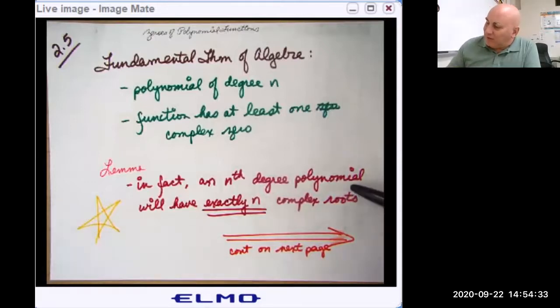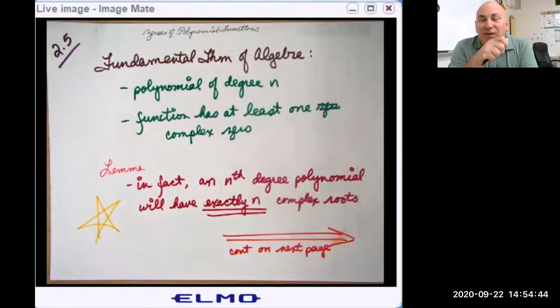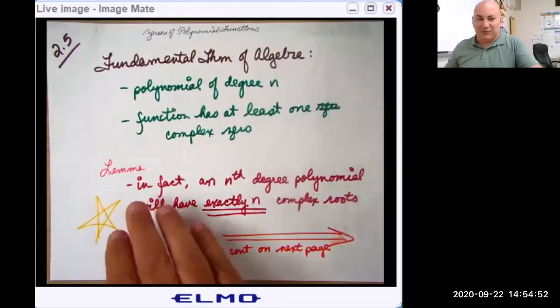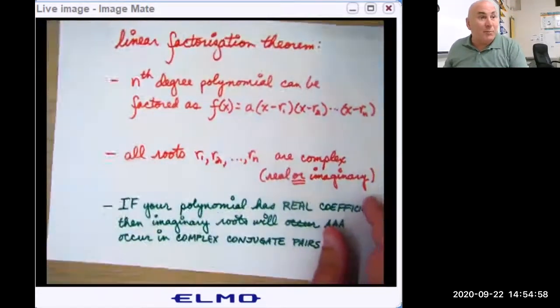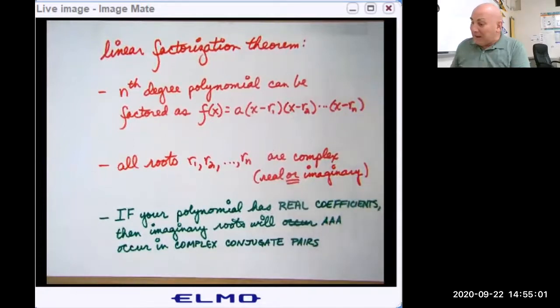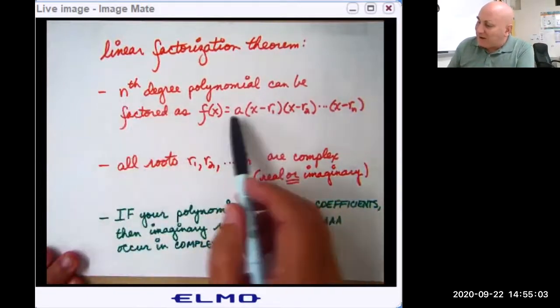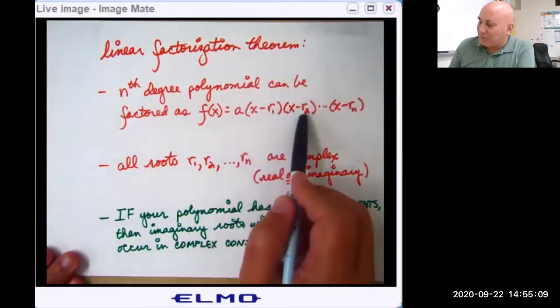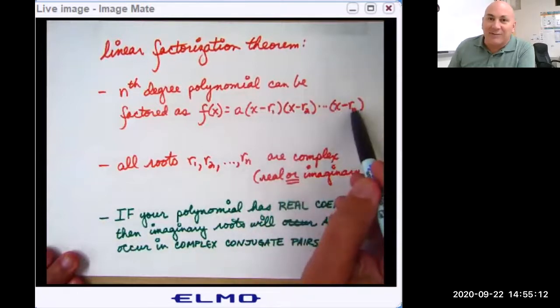Because it says that if you have an nth degree polynomial, then that polynomial will have exactly n complex roots. Now, as I stated in my last video, saying they're complex does not mean they're imaginary, but it will have exactly n complex roots. And as we've learned previously, an nth degree polynomial can be factored as some constant a times x minus root number 1 times x minus root number 2, etc., all the way out to x minus its nth root.